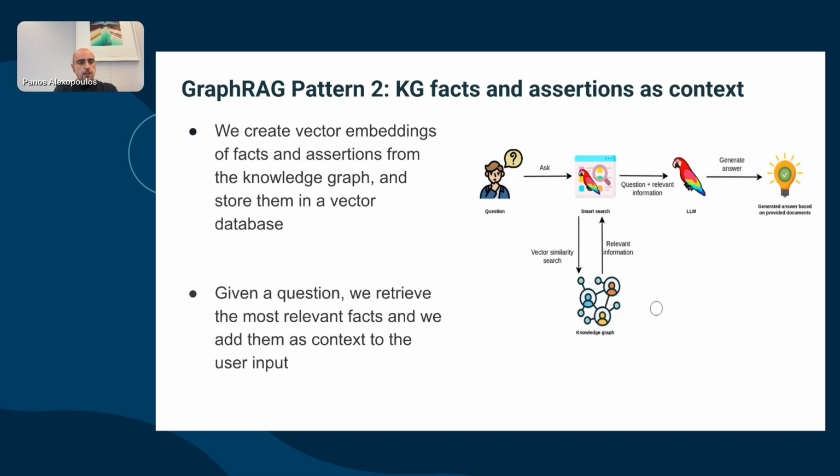The second pattern is more, let's say, similar to the traditional RAG. This is when we consider facts and assertions from the knowledge graph, either from the whole knowledge graph or a subset of it. We create vector embeddings for these facts and assertions. We store them in a vector database, and then given a question, we perform a retrieval of the most relevant facts based on embedding-based similarity, right? So this is a different pattern than the previous one. It has its pros and cons with respect to the previous one.